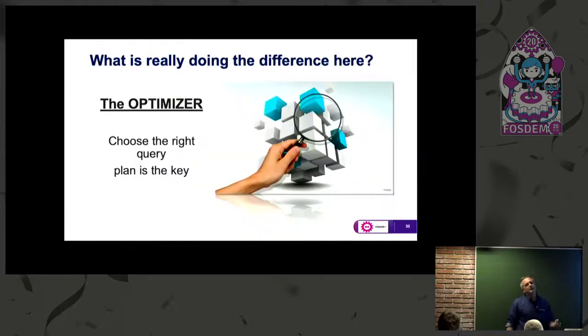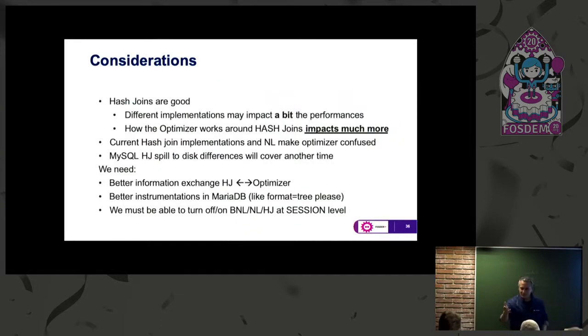So at the end, guys, we are talking about 1 second here, 1 second there. What is the difference? What really makes the difference? The problem was the optimizer. I think I'm almost there in terms of time. I'm at 23 minutes, so I should stop. Okay, for questions, I know there will be questions.